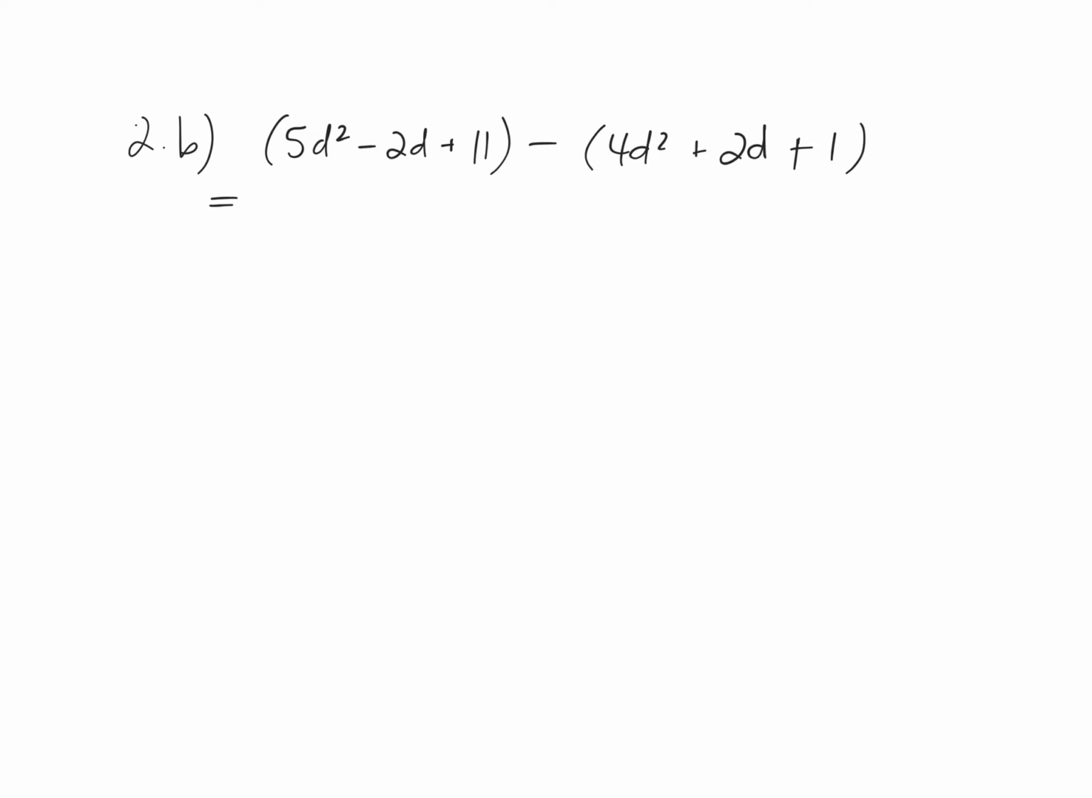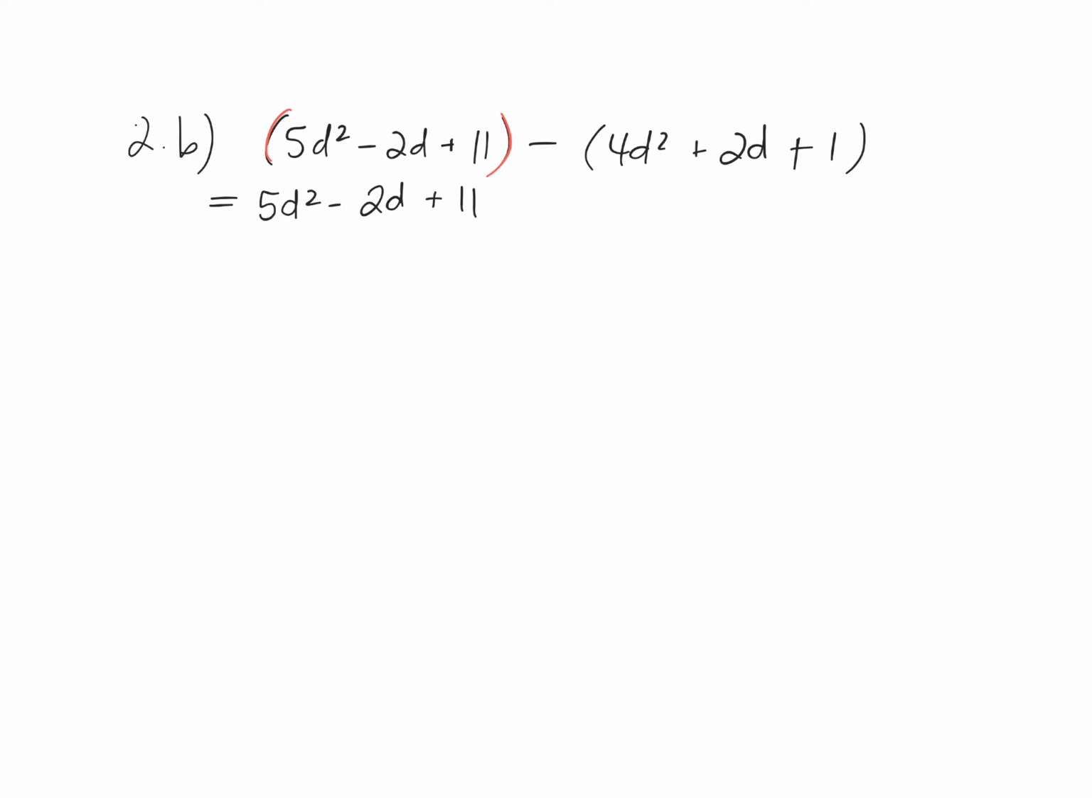Okay, so for subtraction, both of these polynomials are in brackets. The first thing we're going to do is remove the brackets of the first part of the expression. Nothing changes because there's nothing in front of that. The sign in front of this is positive, so nothing changes inside that bracket. So we're going to rewrite it as 5d squared minus 2d plus 11.